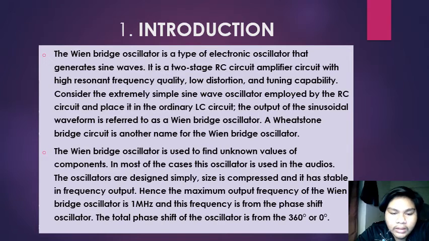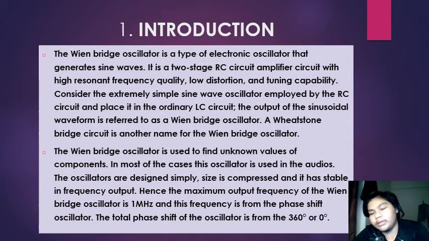The oscillators are designed simply, the size is compact, and it has a stable frequency output. Hence, the maximum output frequency of the Wein bridge oscillator is 1 MHz, and this frequency is from the phase shift oscillator. The total phase shift of the oscillator is 360 degrees or 0 degrees.